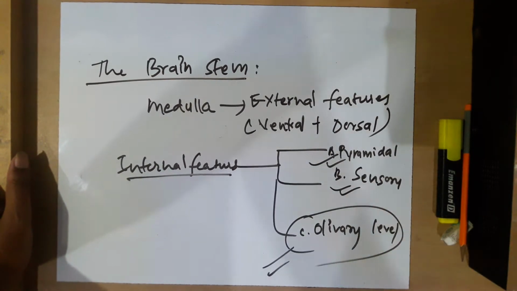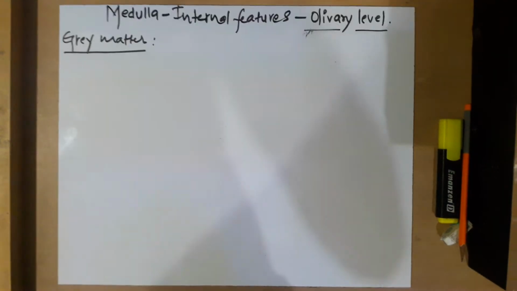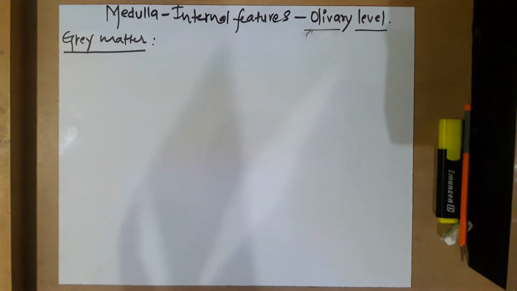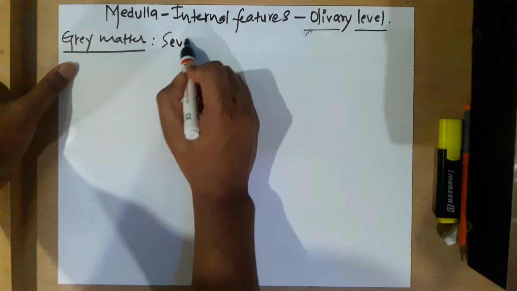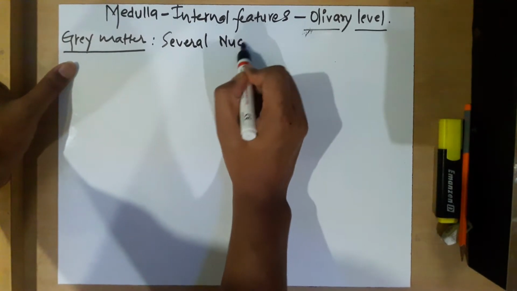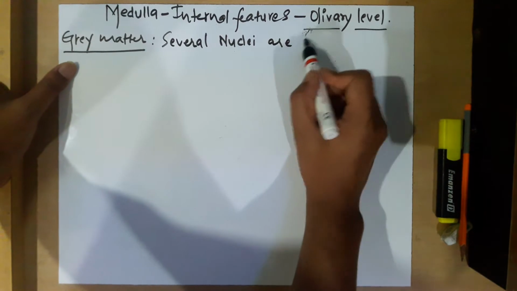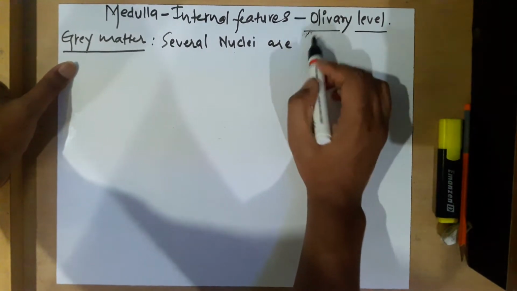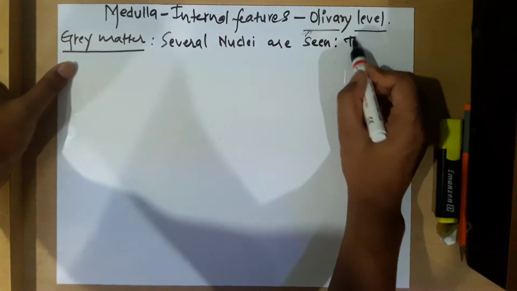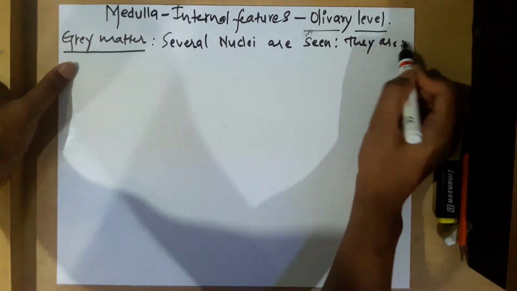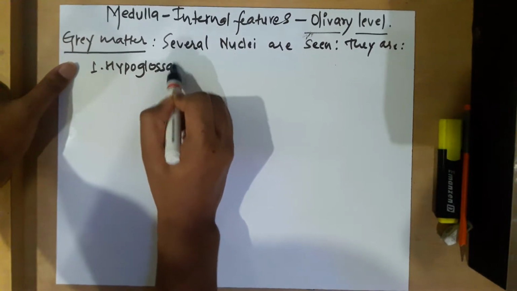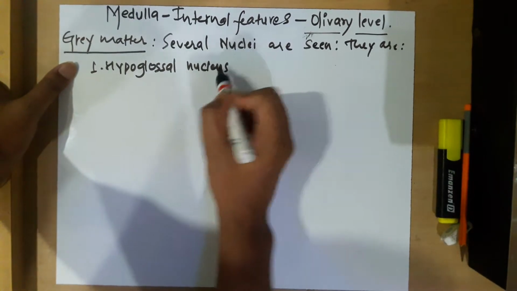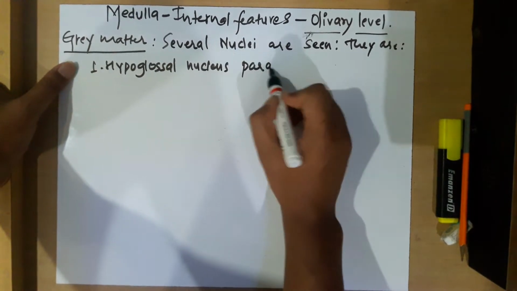Okay, so now let's get back to the olivary level. As in the previous video, first let's discuss the grey matter at this level. You will see several nuclei, and they are: first, hypoglossal nucleus, paramedian in position.